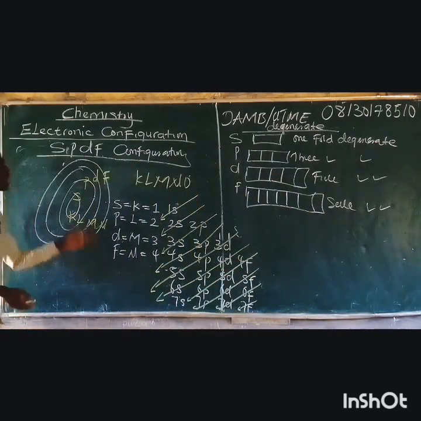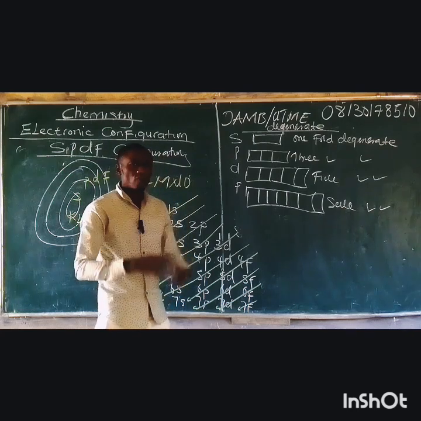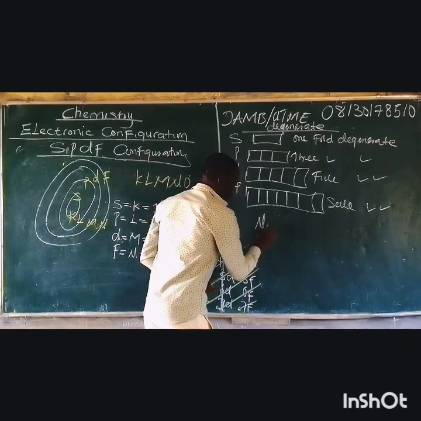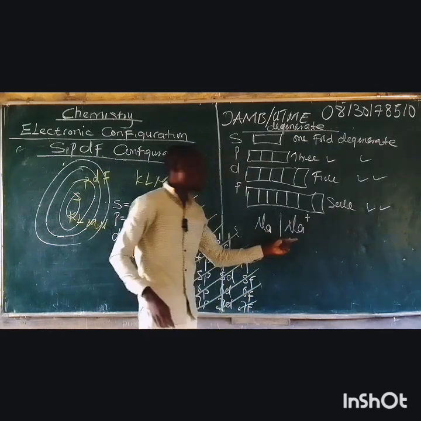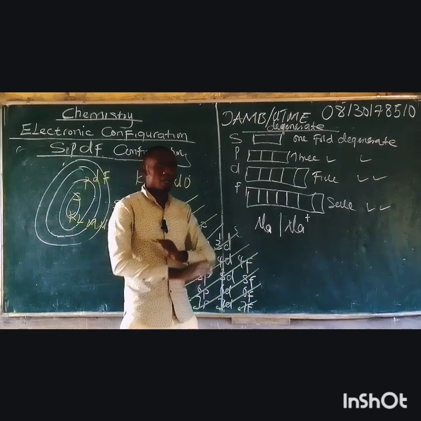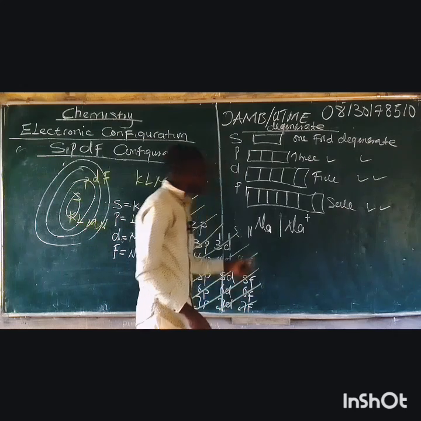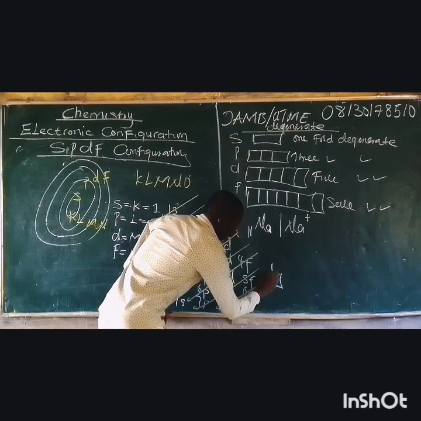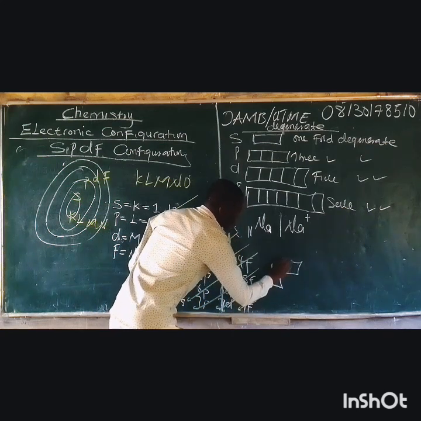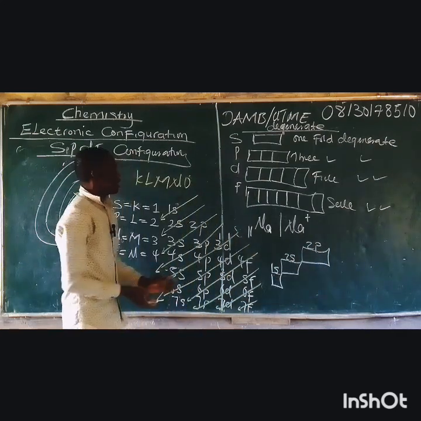Now, having this understanding, you can write the electronic configuration of any atom of your choice. Let's pick one: what is the electronic configuration of sodium? This sodium has become ionized, it has lost an electron, while this sodium has not lost an electron. There is no reaction, so the atomic number here is 11. The electronic configuration of sodium is 1s, 2s, and then 2p.